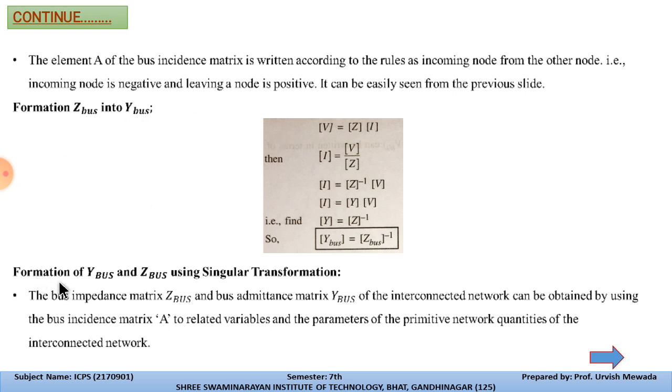We will see the formation of Y bus and Z bus using singular transformation in the next lecture.